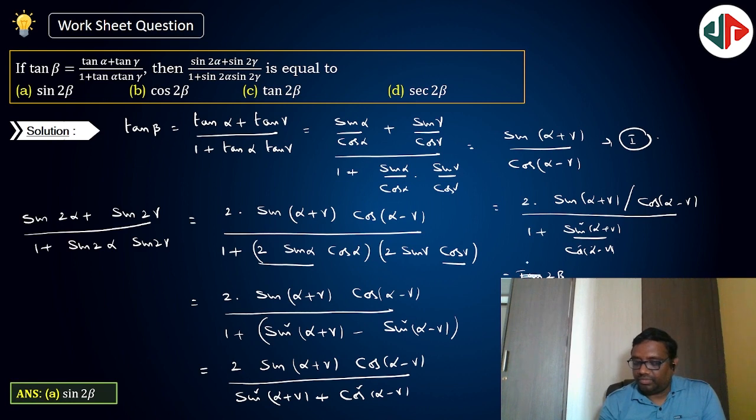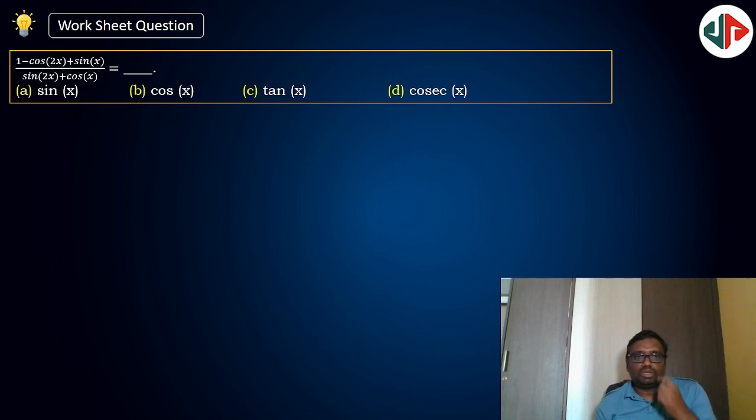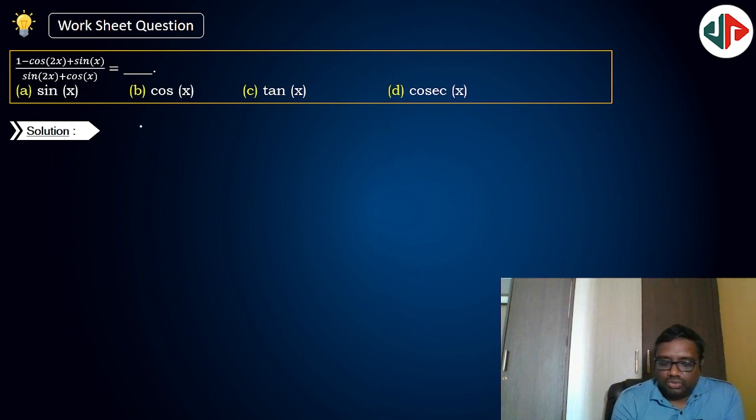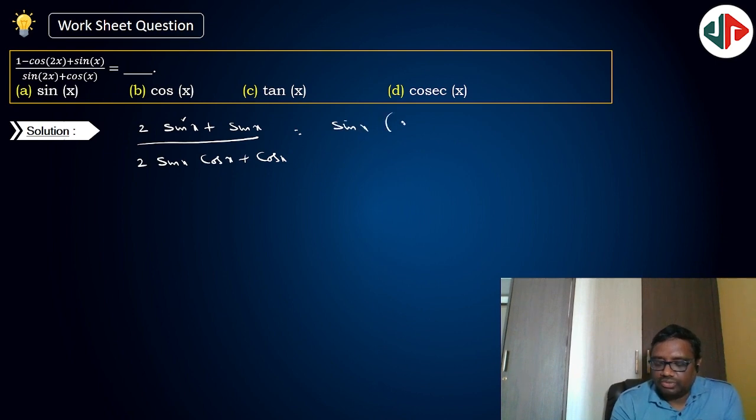Now the next one: 1 minus cos 2x plus sin x by sin 2x plus cos x. So 1 minus cos 2x, what can we write? 2 times sine square x only. Plus sin x. In the denominator, sin 2x is 2 sin x into cos x, plus cos x. In the numerator you can take sin x common, then it becomes 2 sin x plus 1. In the denominator also you can take cos x common, then it becomes 2 sin x plus 1. So your answer is tan x.